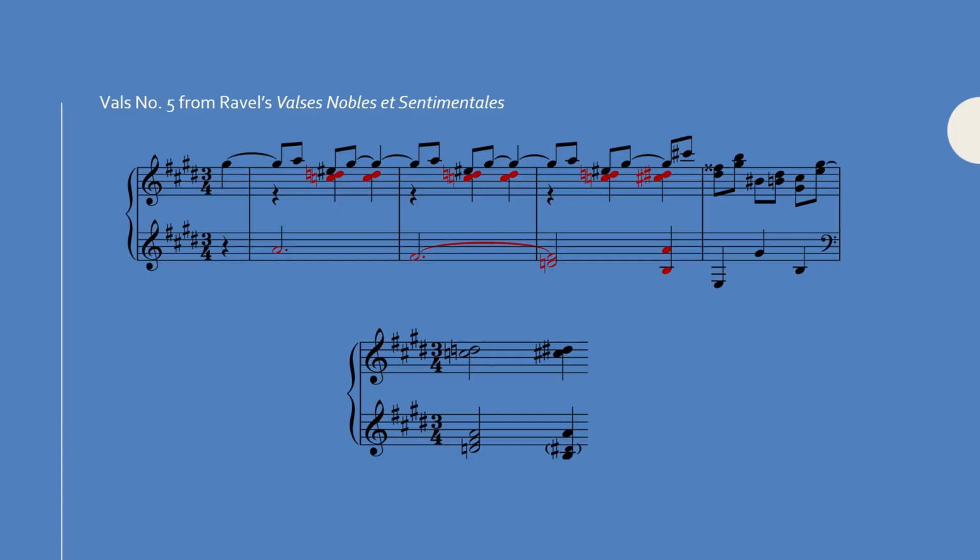We're so used to having embellishments last a very short amount of time, but here Ravel prolongs the lower neighbor for 3 bars. I'd even recommend playing along with the reduction harmonies if you have access to a piano. With that said, let's take a listen to the original.